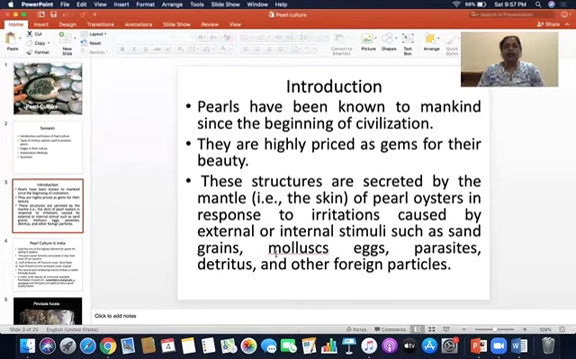To introduce you to pearl culture, we can say that pearl culture or pearls have been known to mankind since the beginning of civilization. Pearls are highly prized as gems for their beauty. These structures are secreted by the mantle, which is the outermost skin that is present in the molluscs, such as the pearl oysters, and the production of pearls is in response to irritation caused by external or internal stimulus that is brought about by sand grains, molluscan eggs, parasites, debris or detritus, and other foreign particles.